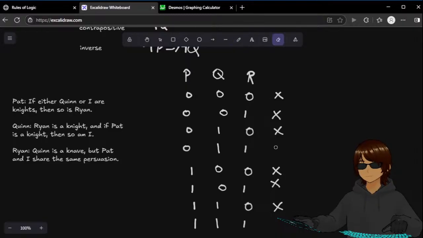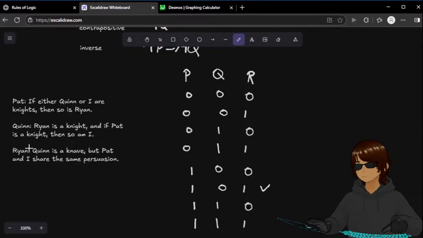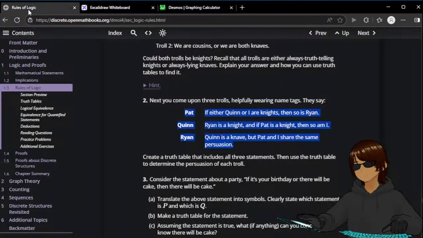So we have knight, knight, knave. This is the correct statement here. So knight, coin is a knave, but Pat and I share the same persuasion. Knight, if either coin or I are knights, then so is Ryan. Pat is a knight, so these two statements hold up. Coin is a knave, Ryan is a knight. This statement is true, but the entire statement is false. And if Pat is a knight, then so am I. So this statement is false. Yeah, so that makes sense.